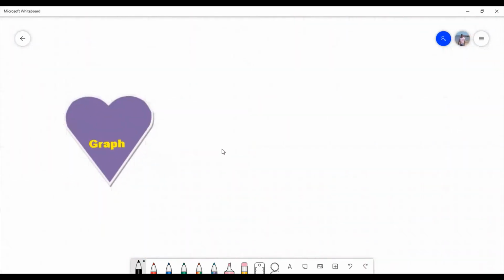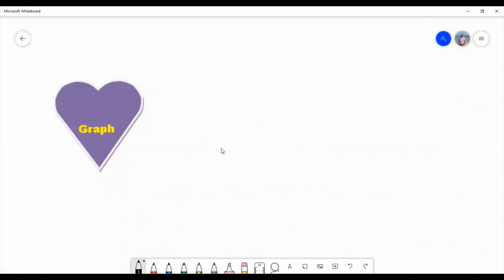Let us see some graphs regarding a vertically projected body. First, let us see the first one, the s-t graph. Very simple. We use the equation s is equal to ut plus half at square.